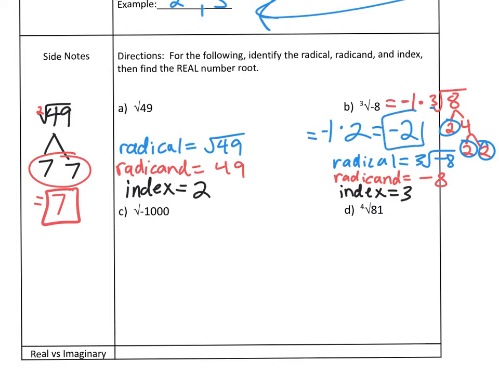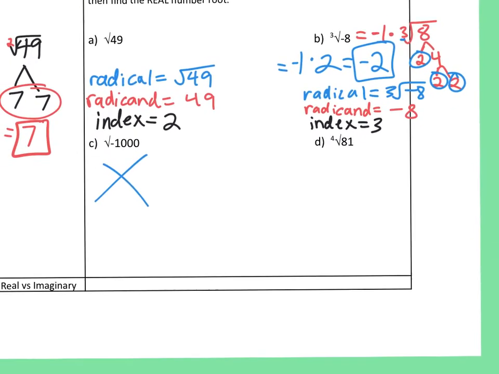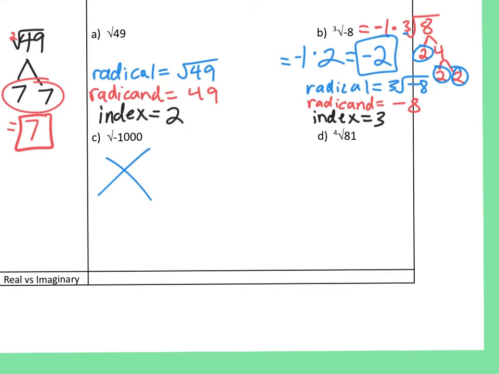Okay, that one is a little bit tricky. I don't love that I put that one first, but we'll talk about why that is here in a second. Okay, we're going to go ahead and skip letter C, because we'll talk about how to solve that one once we get through our other definition. But let's go ahead and do D, because we can do this one. So it's just a positive 4th root of 81.